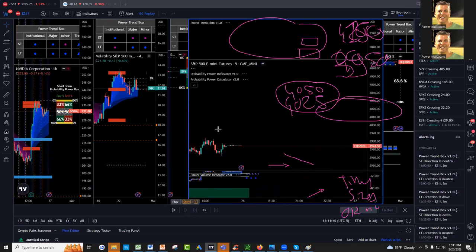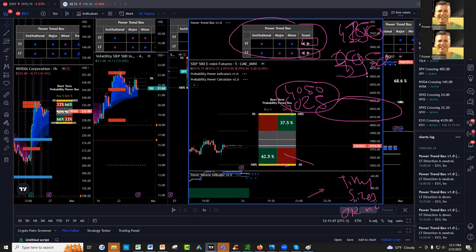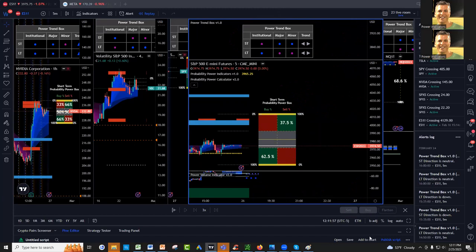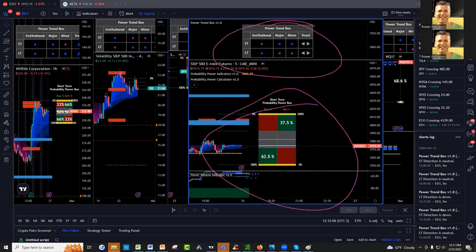So it's all about adjusting the type of size in relationship to what? Number one, to the amount of risk. We discussed that all morning. Number two, the risk to reward ratio. Number three, your power trend box. Try to not go against at least the short-term trend of your power trend box, okay?